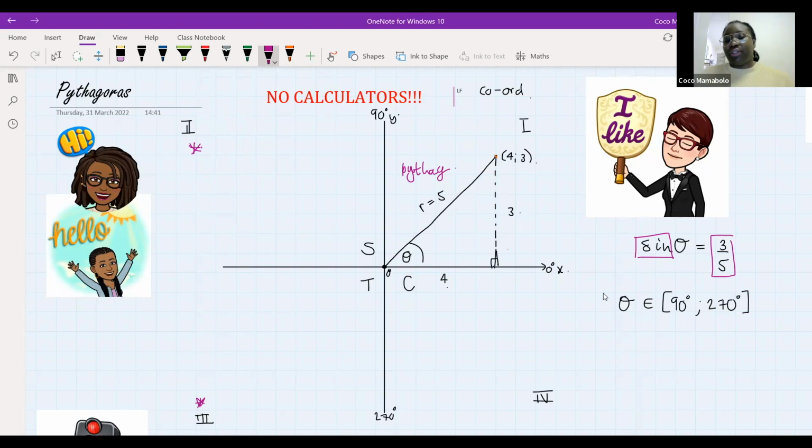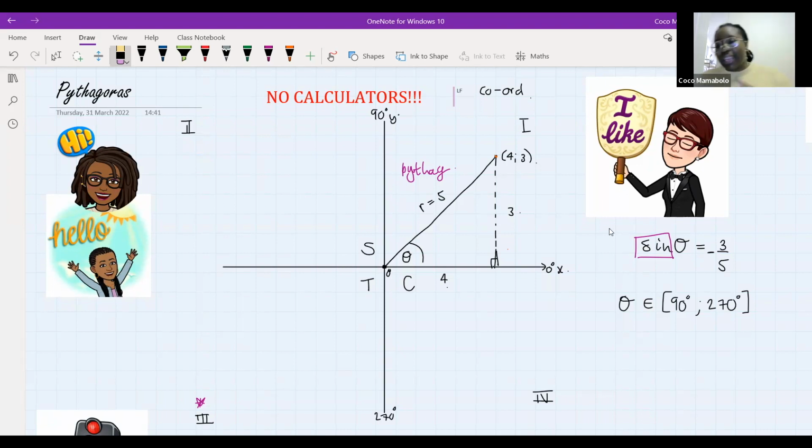If it's positive, that then tells me that I need to go to the quadrant where sine will be positive. And that will then be here. Okay. Now, if we think about this, if they had made this entire thing negative, where would my quadrant then be? If my theta is still defined between 90 degrees and 270, which quadrant would this fall under? Quadrants two or three, which one?